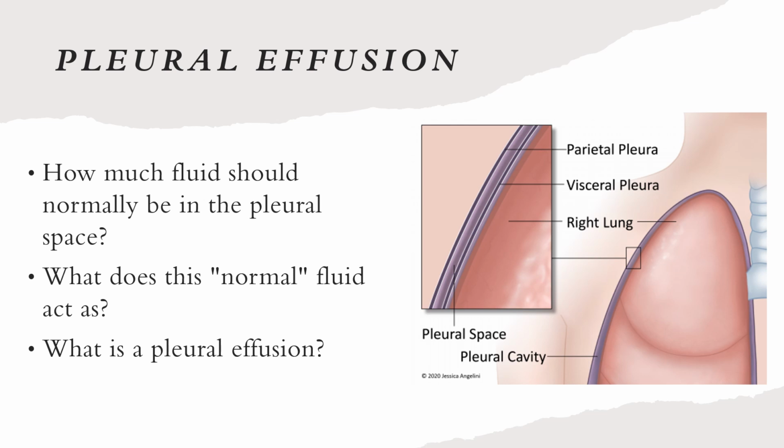So, getting right into these questions, how much fluid should normally be in the pleural space? That would be 5 to 15 mLs is normal to have in there. And why do we need this fluid? What does this normal fluid act as? This acts as a lubricant between the chest wall and the lungs. As your lungs expand and contract, it gives that lubrication and provides less friction when we are expanding and contracting while breathing.